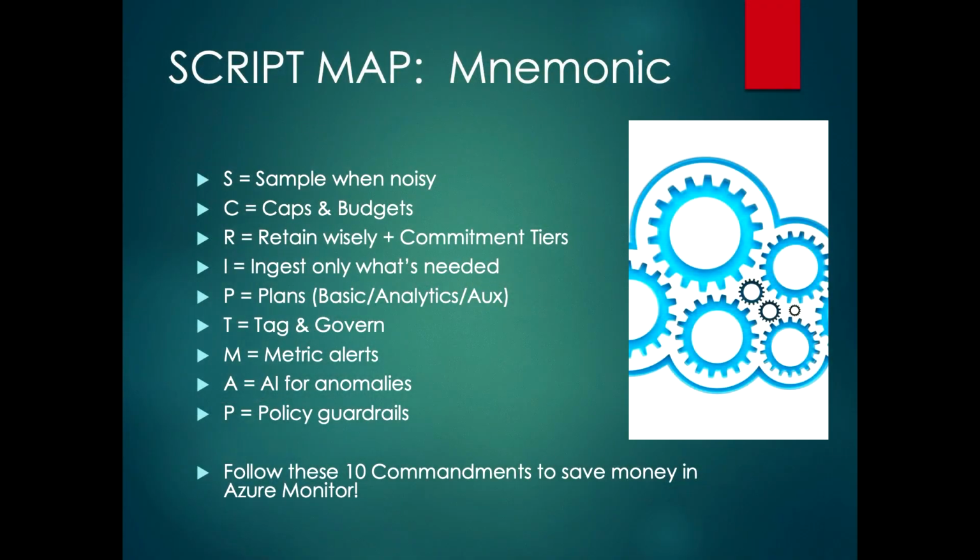You can even set up 3. It really doesn't matter how many you set up. You just have to set up a strategy. The tagging is the one that controls. You can even set up three DCRs, one for informational, one for warning, one for critical, just kind of like how we do in syslogs and things like that. You can do the same thing. You can just toggle that tag and Azure Policy will do the rest. Script, map, mnemonic. These are the 10 commandments for saving money in Azure Monitor.